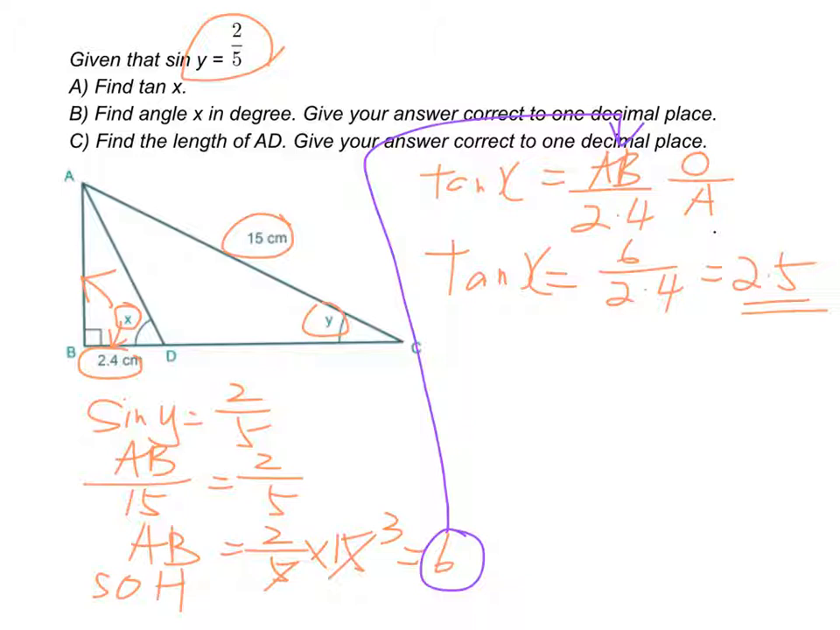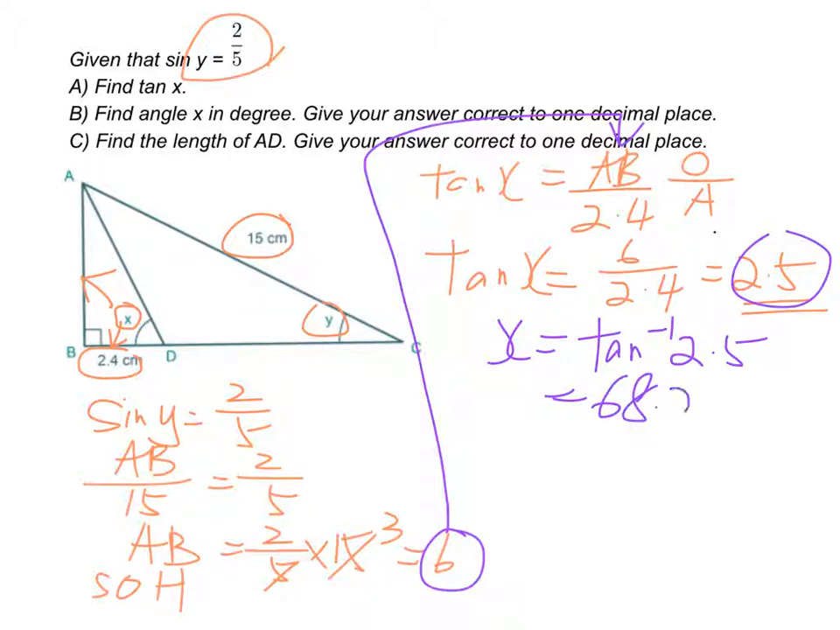Next, find angle x in degrees. Give your answer correct to 1 decimal place. Well, if you want to find angle x, what we do is to move this tangent over to the right hand side, and we get inverse of tangent, and then the value 2.5. And with the help of the calculator, we are going to get the value 68.2 degrees.